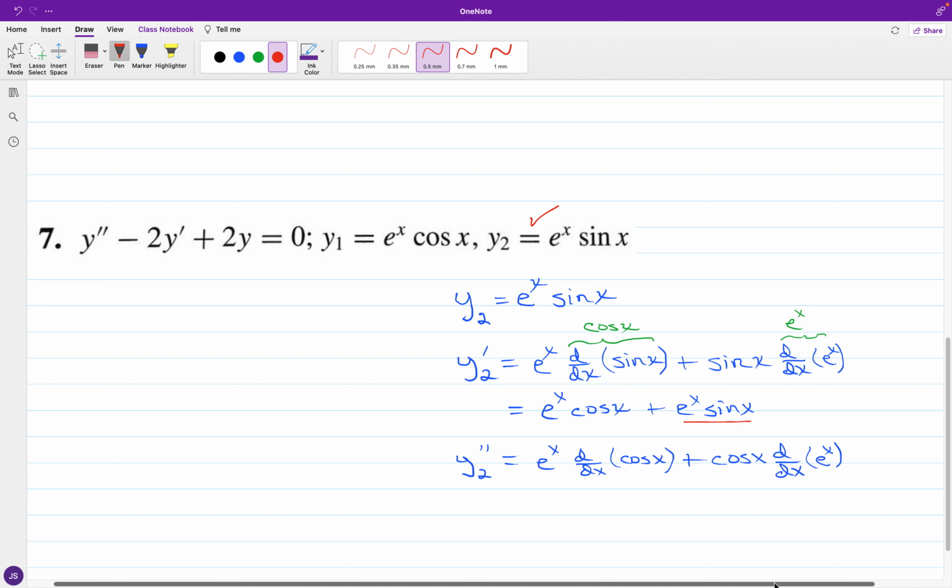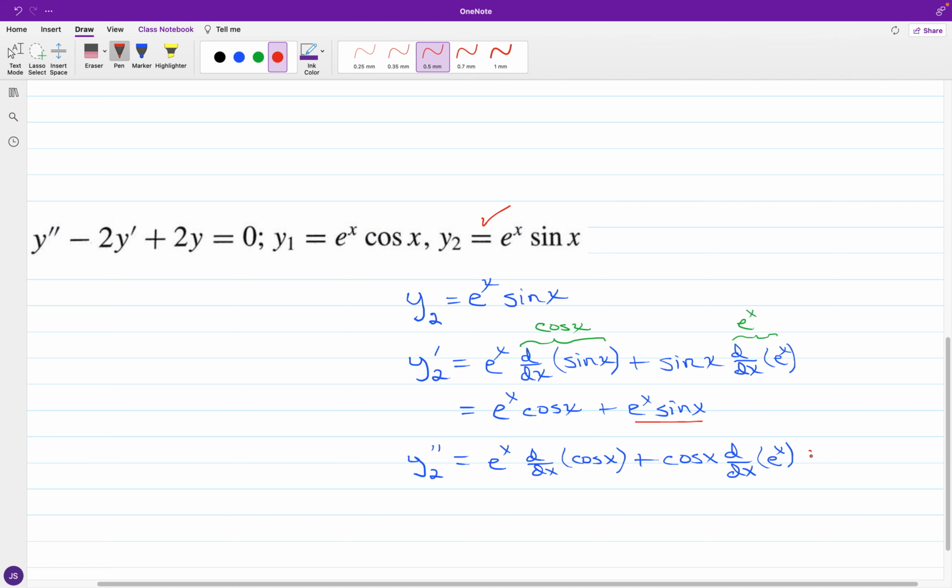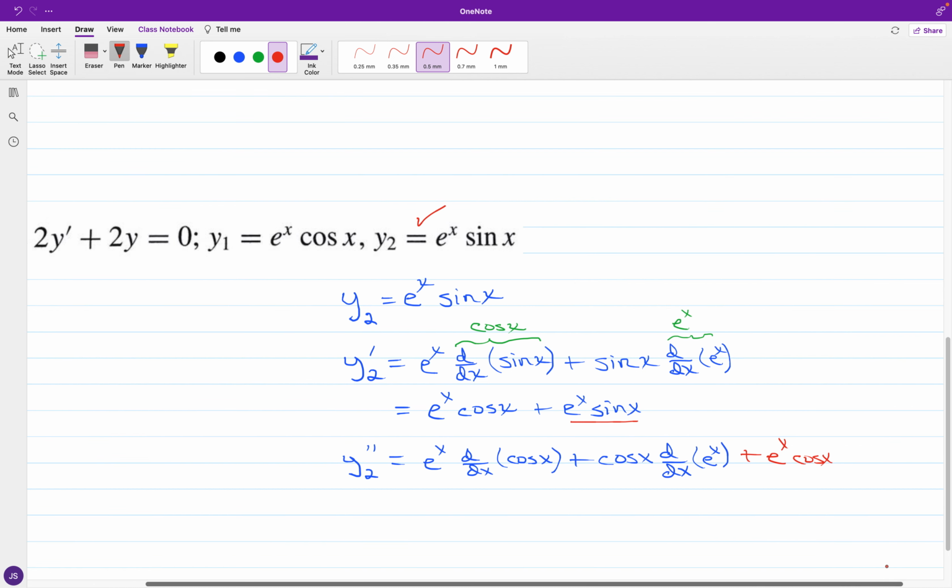So taking the derivative in x of e to the x sine of x, you have e to the x cosine of x plus e to the x sine of x. And again, we have the derivative of the cosine of x is the negative of the sine of x, and again, the derivative of e to the x is e to the x.